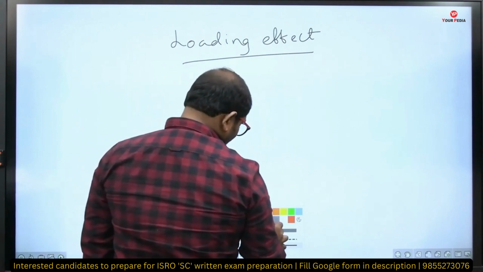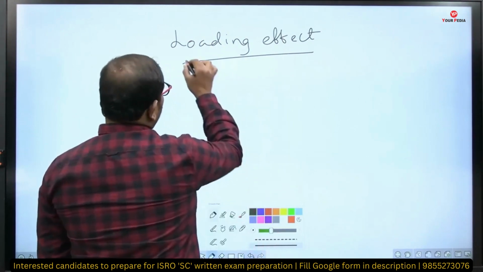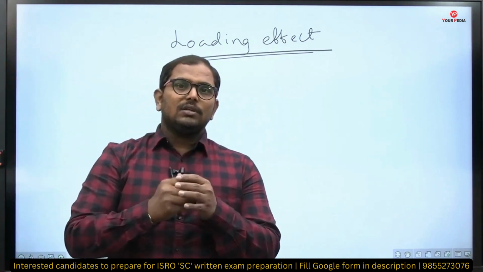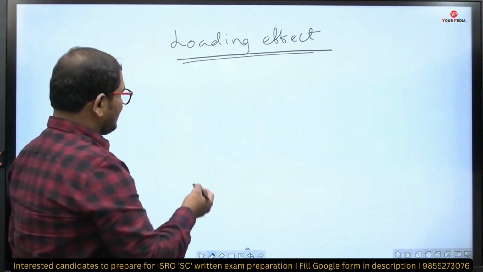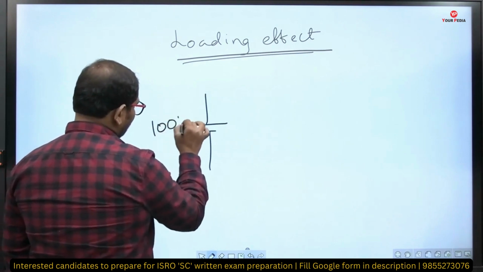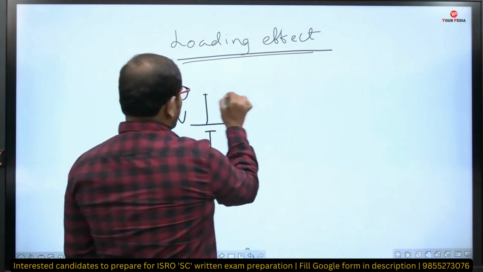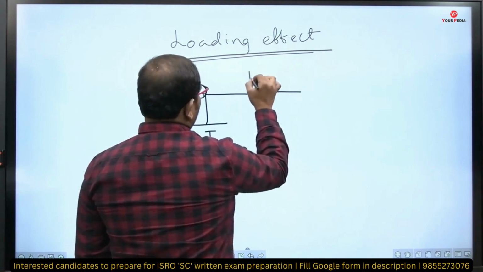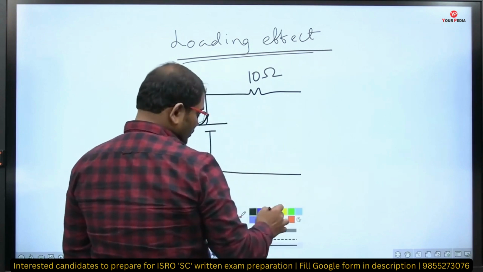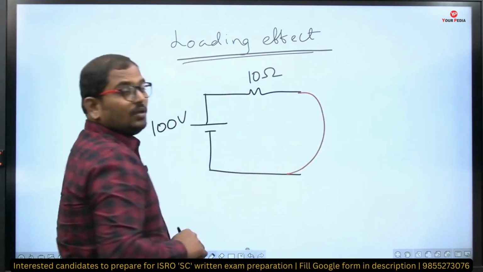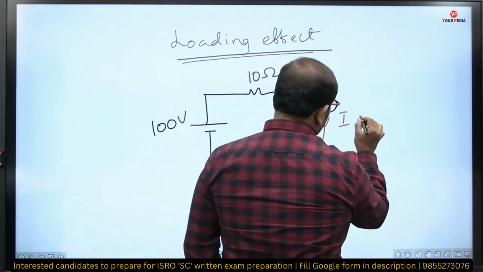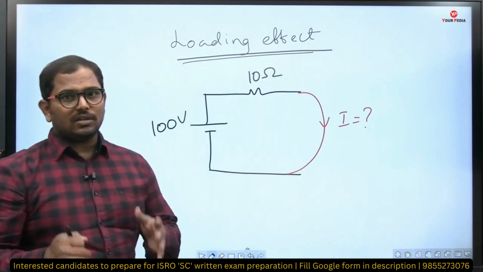What happens if we load any system? Let's discuss a simple circuit example like this. I have a voltage source of 100 volts. I have a resistance connected to this voltage source, let me take it as 10 ohm. Now I close this circuit by using some additional wire like this. I need to find the current flowing through this wire. So this is the question.